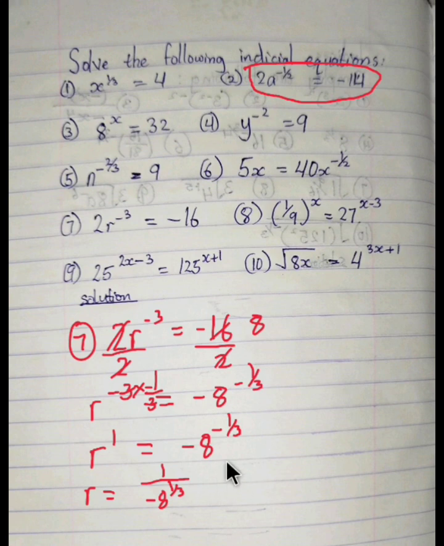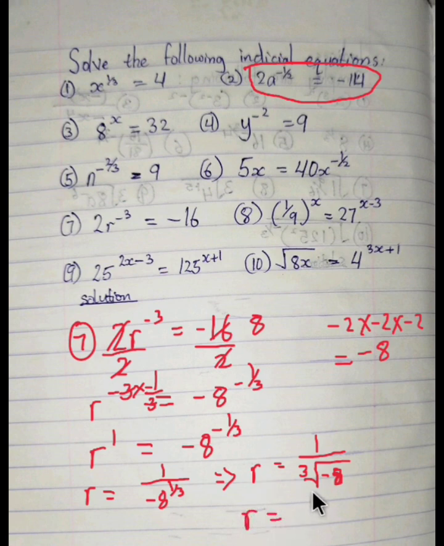So we have r is equal to 1 over the cube root of minus 8. So the number that we multiply 3 times to give us minus 8 is going to be minus 2. Minus 2 times minus 2 times minus 2. So that's going to be minus 8. Minus times minus is plus, plus times minus is minus. So we are going to have r is equal to 1 over minus 2, or r is equal to minus half.